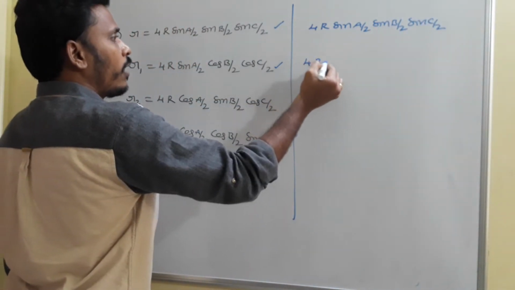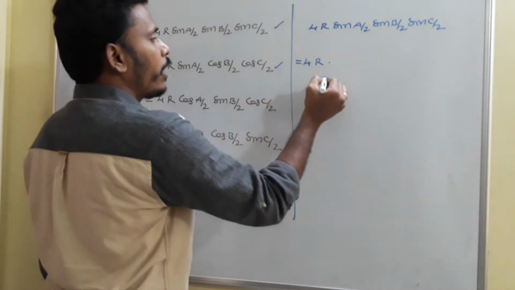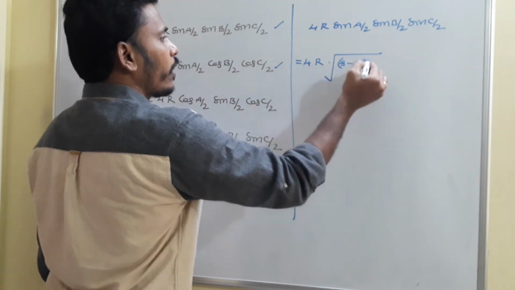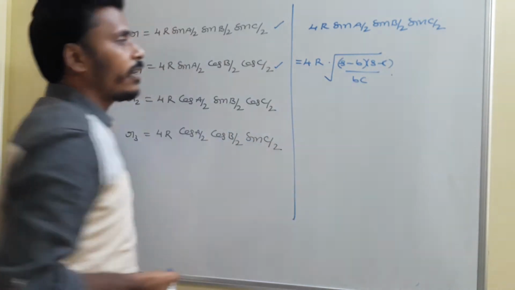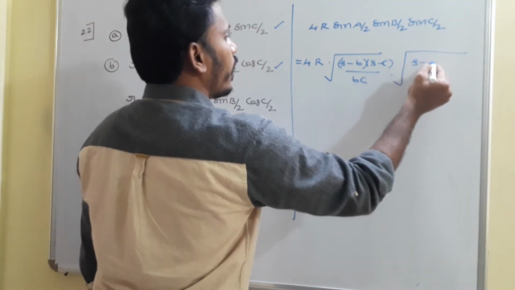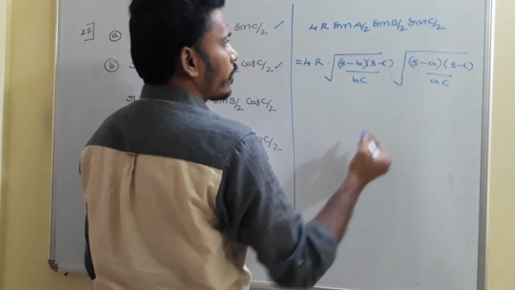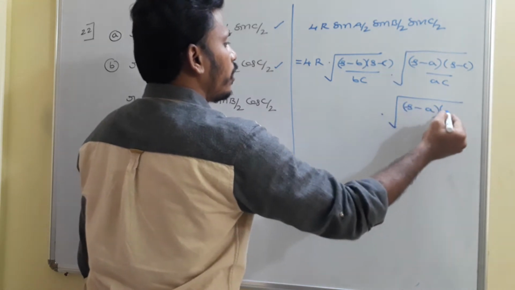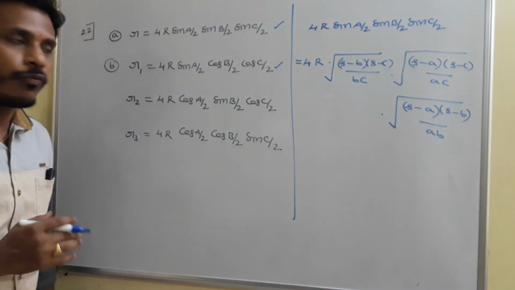So 4R into what is sin A/2? We have a rule for sin A/2 that is the square root of (s minus b)(s minus c) divided by bc. Is it clear? That is sin A/2. Then what is sin B/2? Sin B/2 is simply the square root of (s minus a)(s minus c) divided by ac, and sin C/2 is (s minus a)(s minus b) divided by ab. You just use half angle formulas here.